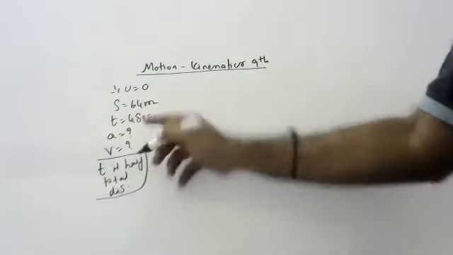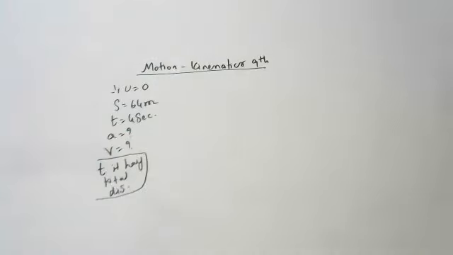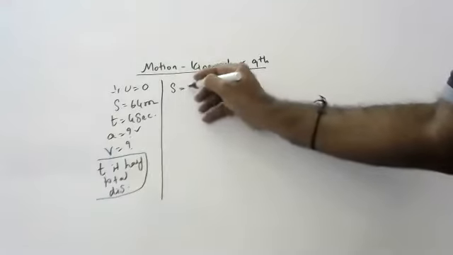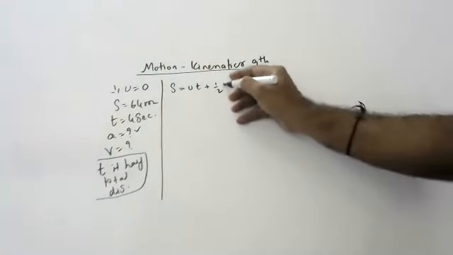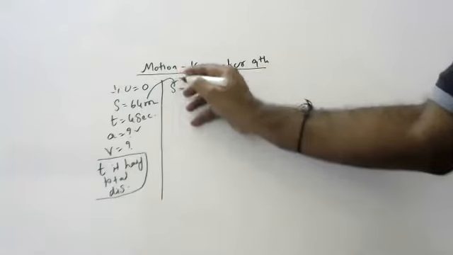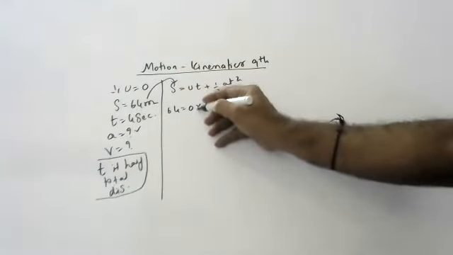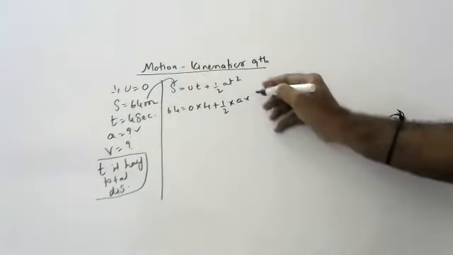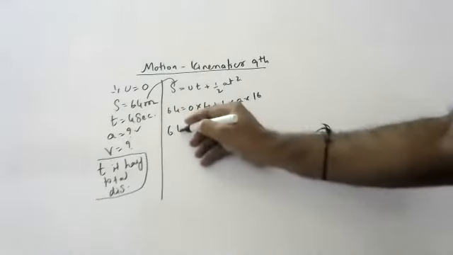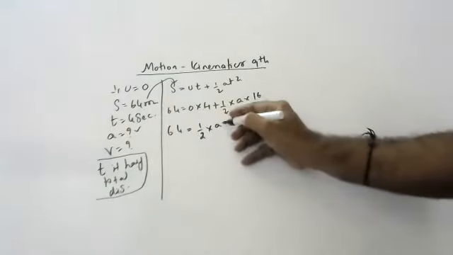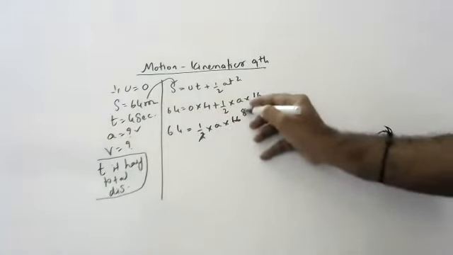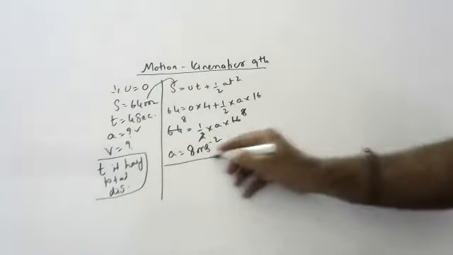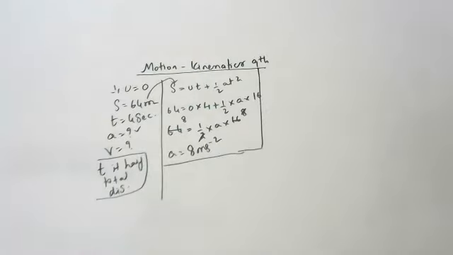This is a different question. First, let us find acceleration and velocity, children. For acceleration, what formula will we use? S is equal to ut plus half at square. 64 is equal to 0 into 4 plus half into a into 4 square, which is 16. So 64 is equal to half into a into 16. 8 8s are 64. Acceleration is 8 meter per second square.